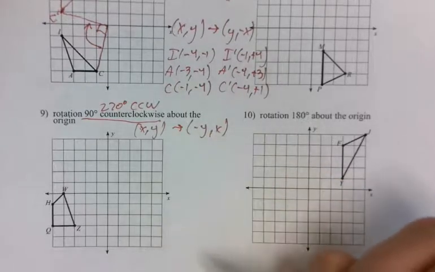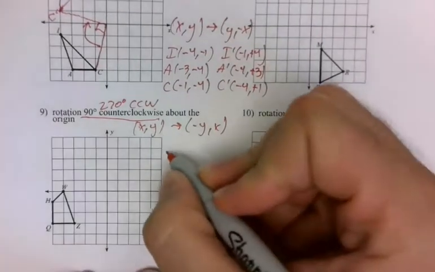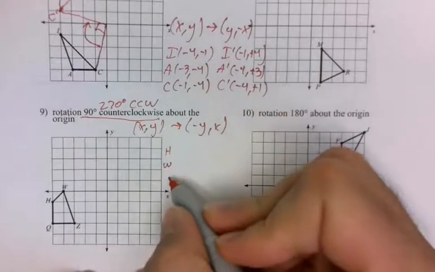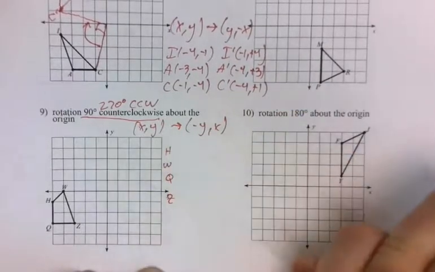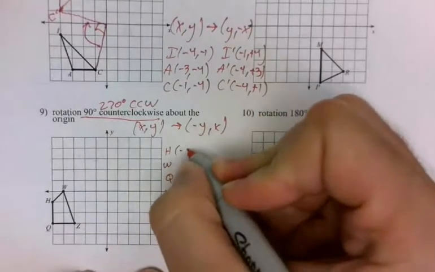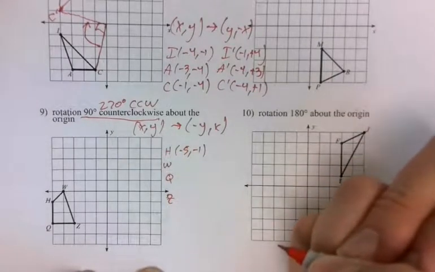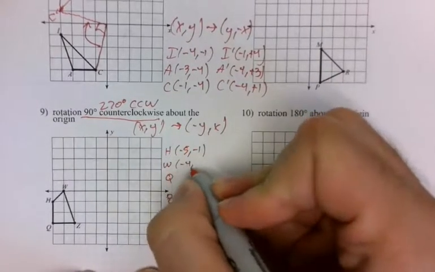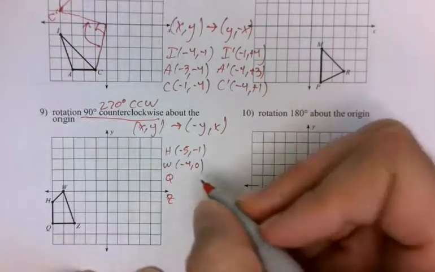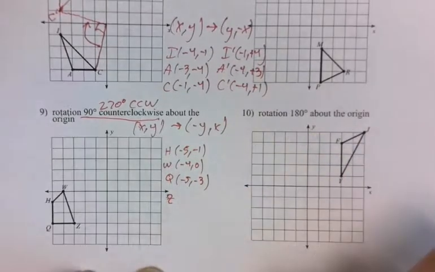So first let's list the points. I'm going to list the points H, W, Q, and Z. So H is what? Negative 5, negative 1. W is negative 4, 0. Q is negative 5, negative 3. And Z is negative 3, negative 3.